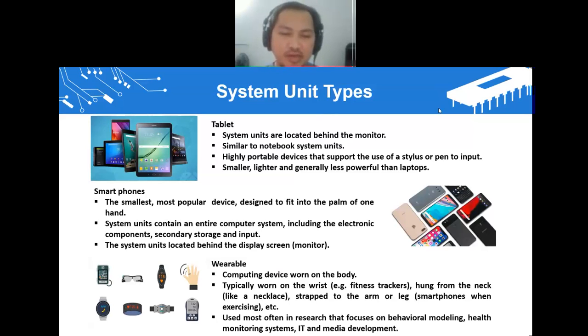And the last one is the wearable. The wearable is a computing device worn on the body. Usually it is worn on the wrist, for example a fitness tracker or smartwatch, or hung from the neck like a necklace, or strapped to the arm when we are exercising. Most often used in research that focuses on behavioral modeling, health monitoring systems, IT, and media development.